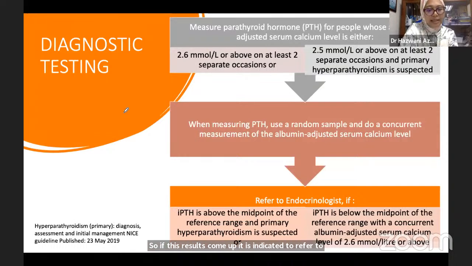When the iPTH is above the midpoint of the reference range and primary hyperparathyroidism is suspected, or iPTH is below the midpoint of the reference range with a concurrent albumin-adjusted serum calcium level of 2.6 or above. This is with the logic that if you have excessive calcium, we expect the iPTH to be suppressed, not even within the normal range.